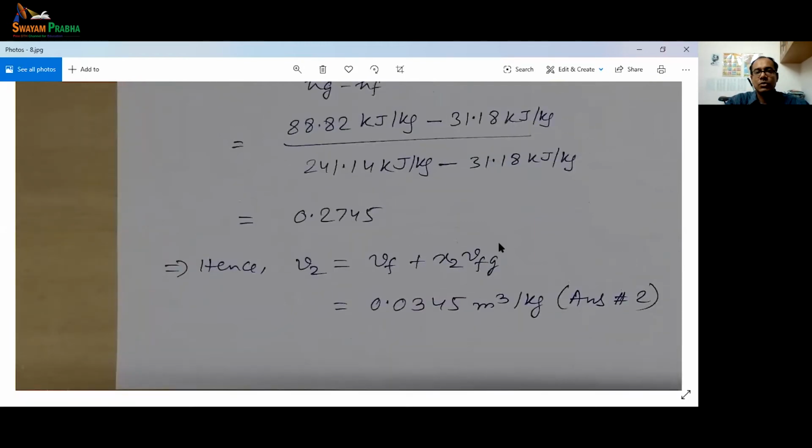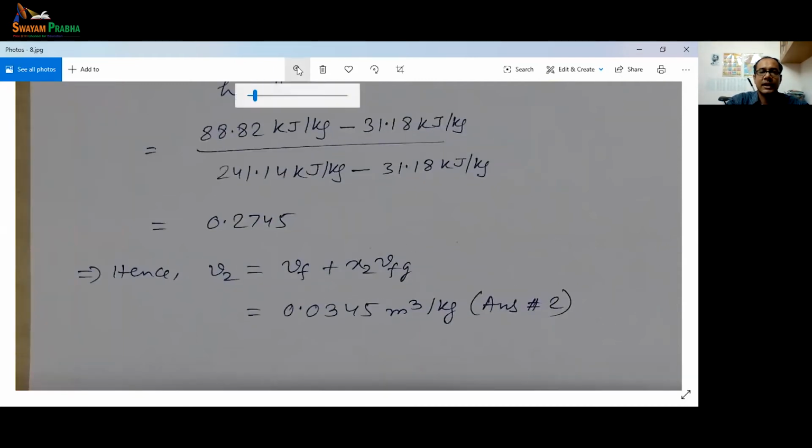And as soon as you know the quality of the vapor, you will also know the specific volume at exit, just by adding the specific volume of fluid to the quality multiplied by VFG, or the difference in specific volume of vapor and liquid. That way you will know the specific volume, which is 0.0345 meter cube per kg, and that's what gives you the second answer.